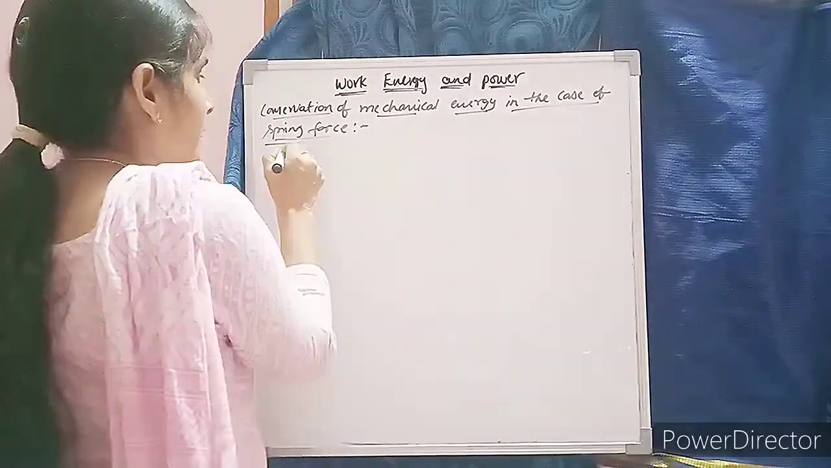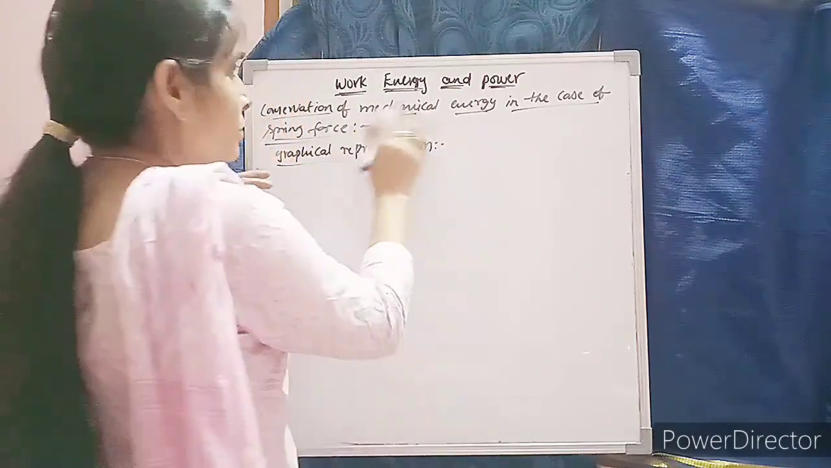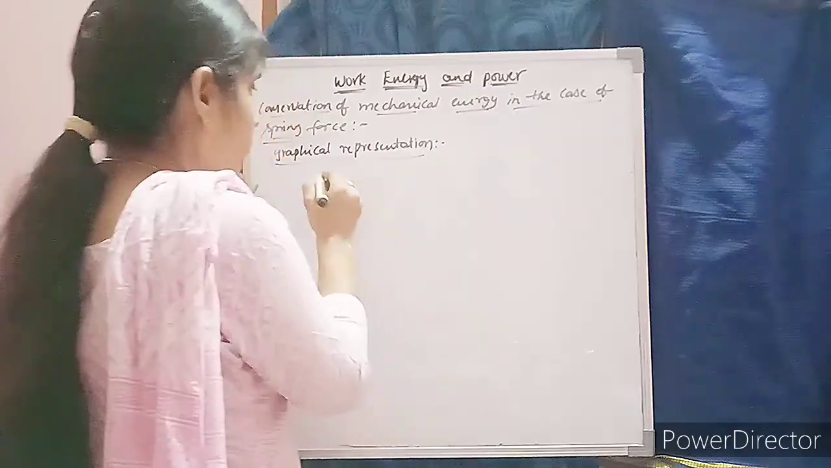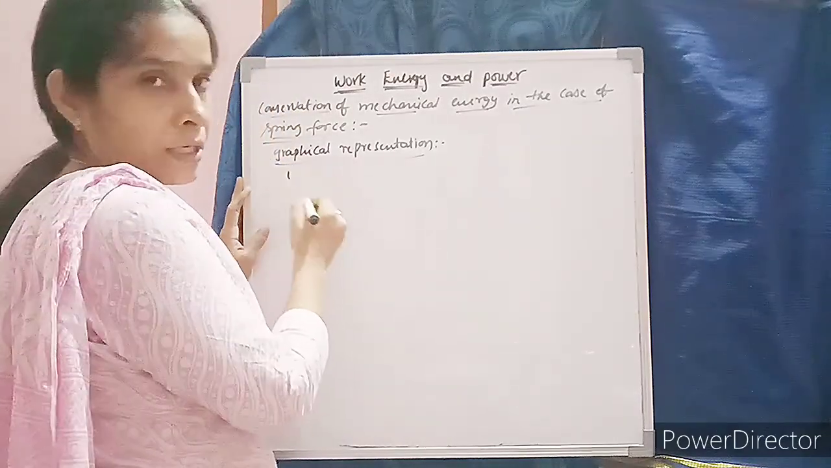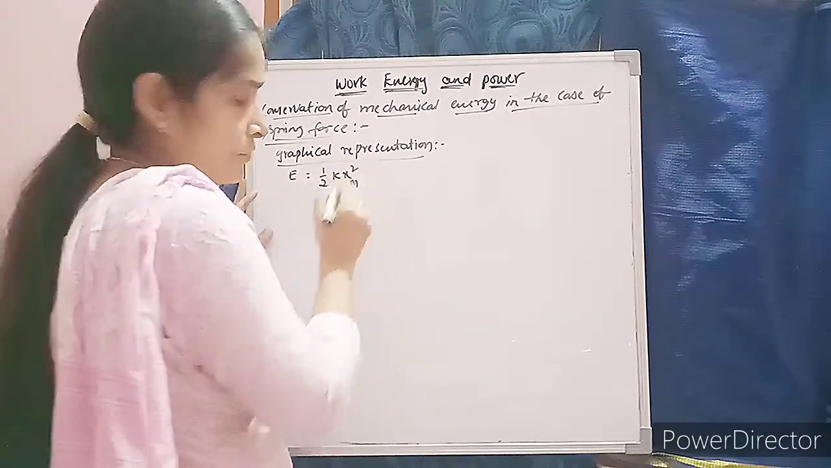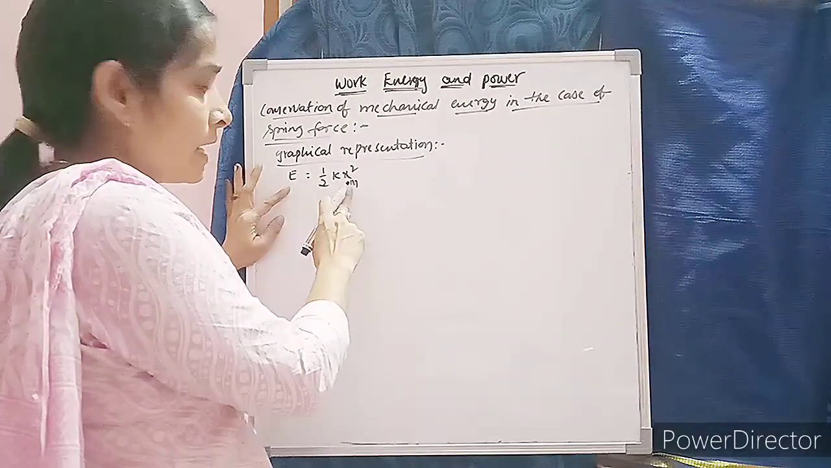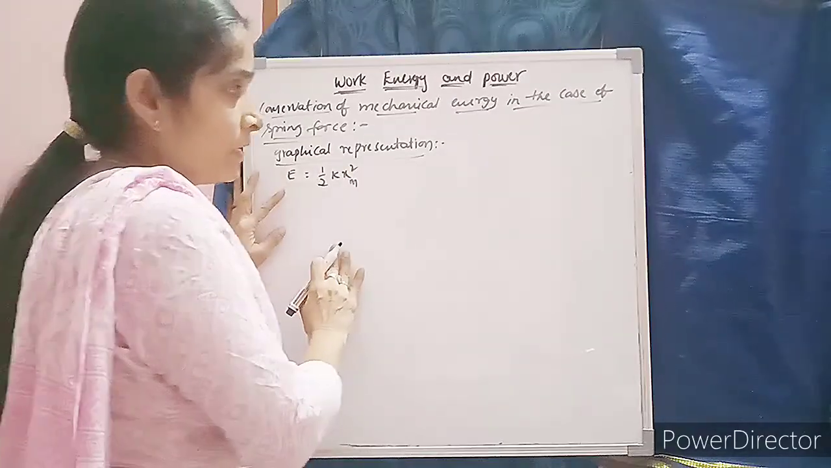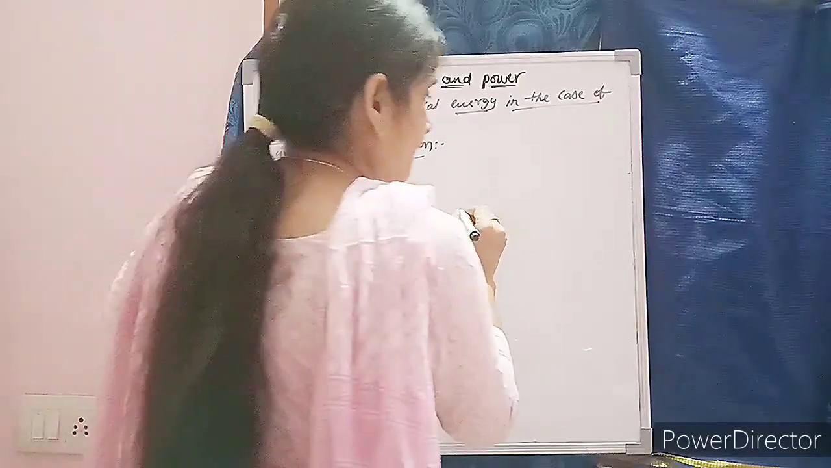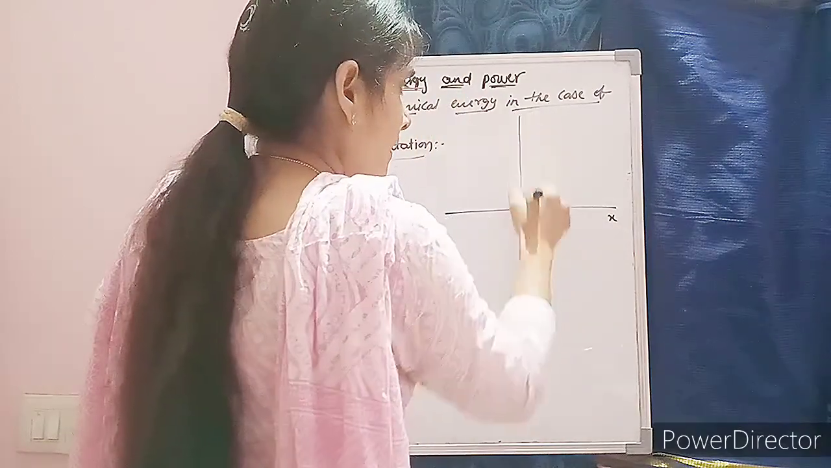Let me see the graphical representation for conservation of mechanical energy in the case of spring force. We have the total energy E equal to half into k xm square. K is constant and the variables are energy and the displacement xm. Let me take energy on the y-axis and displacement along the x-axis. Here is the displacement and here is the energy.